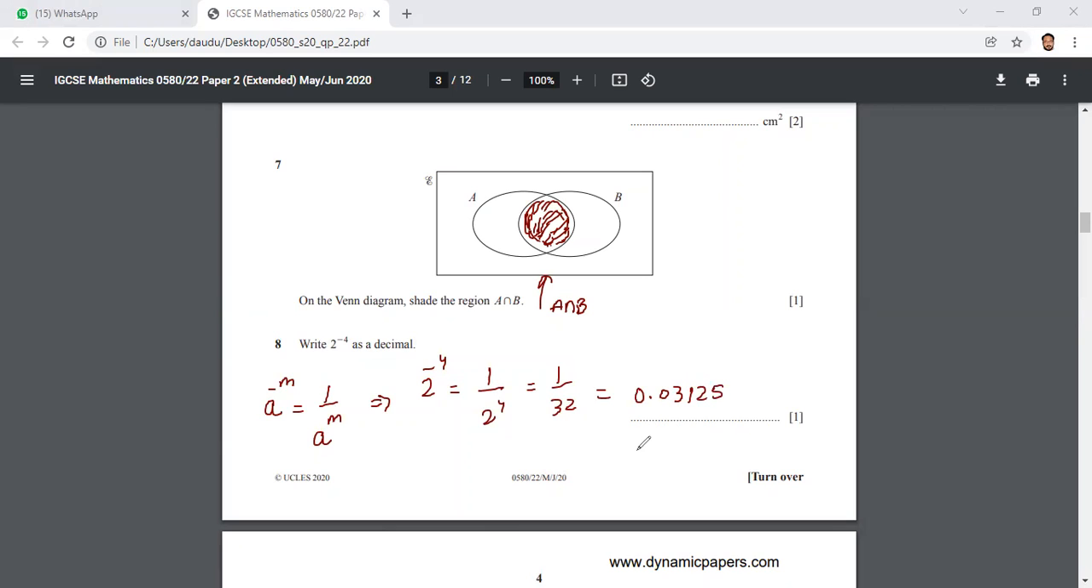So it equals 0.03125. For three significant figures, if we write the answer as 0.031, it means we are wrong. We have to round up the 5, so add 1 here. So that's it. Three significant figures: when 0 comes at the start, leading zeros are not significant figures. Okay. So here we have 3 significant figures. Okay. Next.